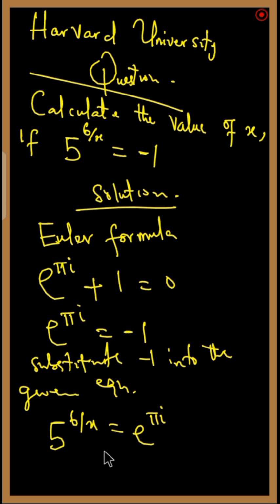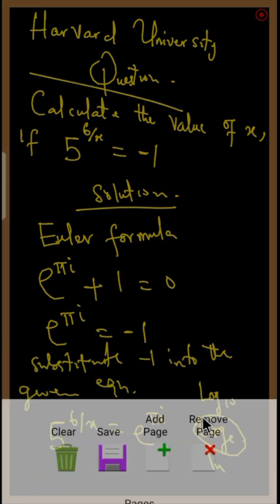The next thing we are going to do: we can see that there is no way we can make x the subject of the formula here. So let us take log of both sides. Which log are we taking? Are we taking log to base 10 or natural logarithm, log to base e? ln is the natural logarithm, while this one is the common logarithm. If you take natural logarithm of both sides, we have log to base e of 5 raised to power 6 over x is equal to natural logarithm of e raised to power pi i.